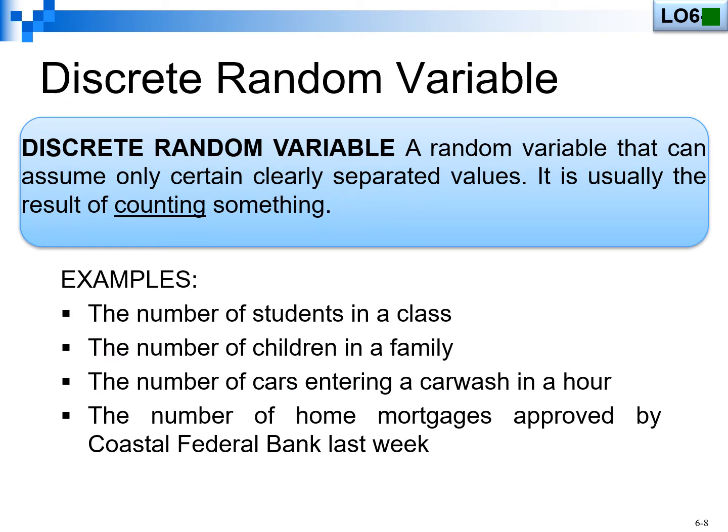So again, a discrete random variable is a random variable that can assume only a certain or finite number. It's going to be a separated value. And usually it's a result of counting something. So it's going to be an observation. Again, this is exactly like what you would look at with a relative frequency distribution.